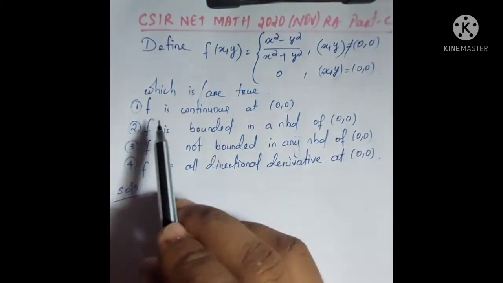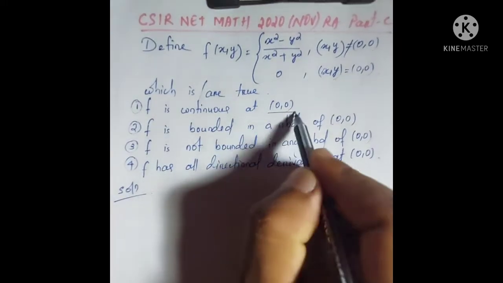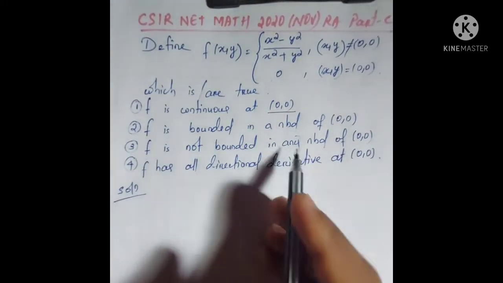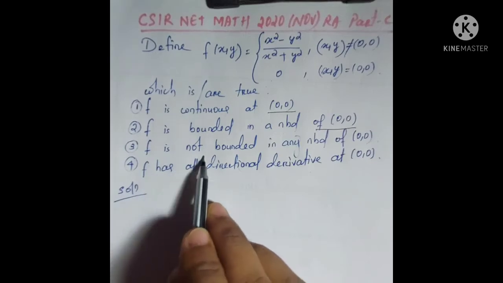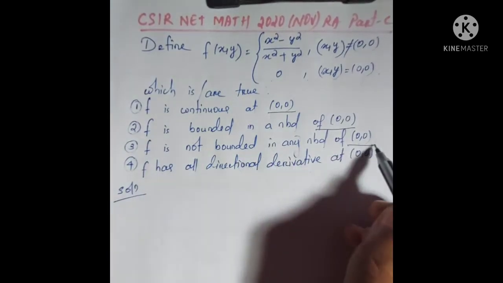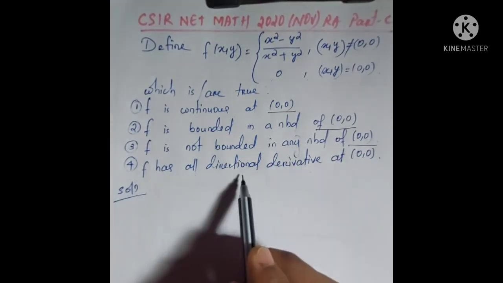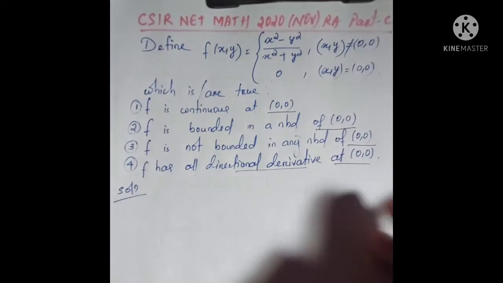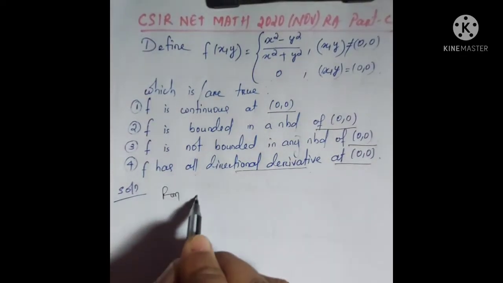Then which are true? Option 1, f is continuous at origin. Option 2, f is bounded in a neighborhood of origin. Option 3, f is not bounded in any neighborhood of origin. And option 4, f has all directional derivatives at origin. Solution.